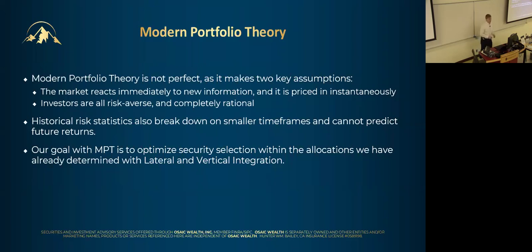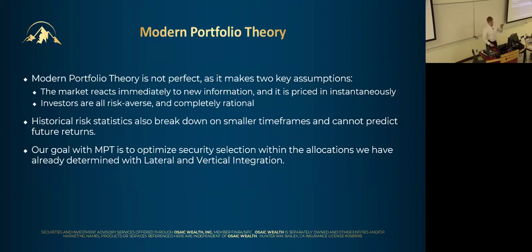Yeah. So our goal with modern portfolio theory is to optimize the security selection within the allocations that we already determined with our lateral and vertical integration. So we use our lateral and vertical integration to decide the types of assets that are going to go in their place. Then we'll use modern portfolio theory to really narrow it down to I want this one, and this one, with these sorts of statistics.